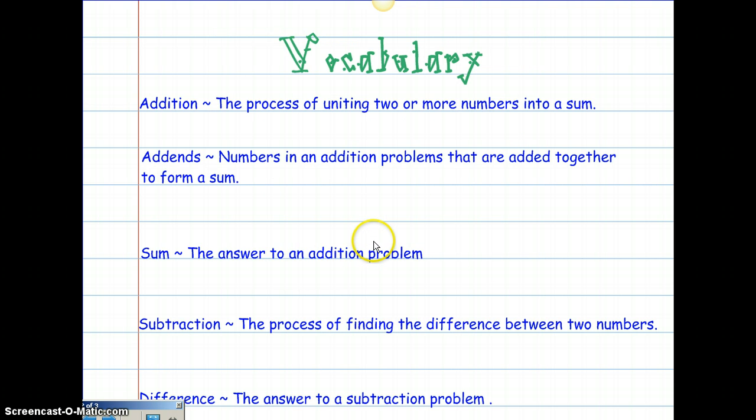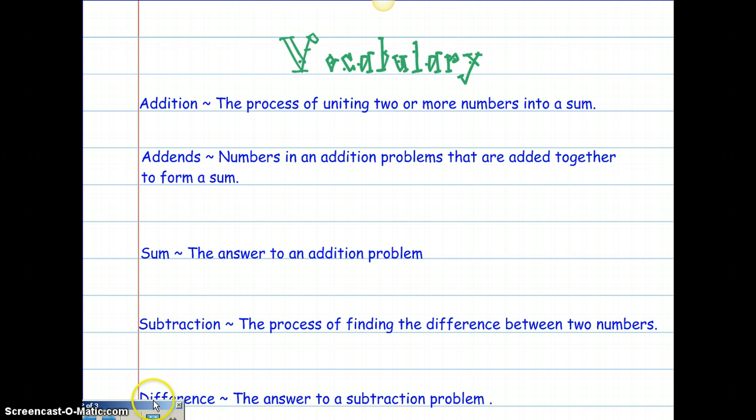First, let's start off with our vocabulary. Here is definitely where you need your sheet. So we have addition. Addition is the process of uniting two or more numbers into a sum. Add-ins. Add-ins are numbers in an addition problem that are added together for a sum. And you may be asking, what is a sum? The sum is the answer to an addition problem.